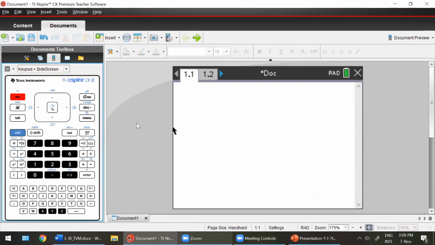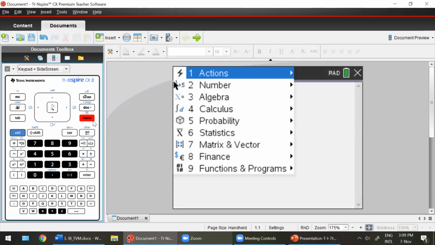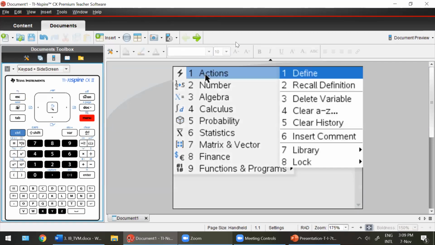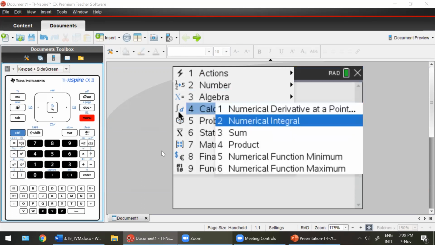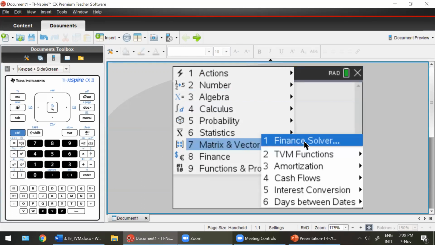Okay. So once you're done, you can click done or just type in done into the chat. Once you familiarize yourself with where finance solver is, please click done in chat so that I know that I can move ahead. Yes, please raise your hand if you have any queries. Okay. So menu, finance, and finance solver.